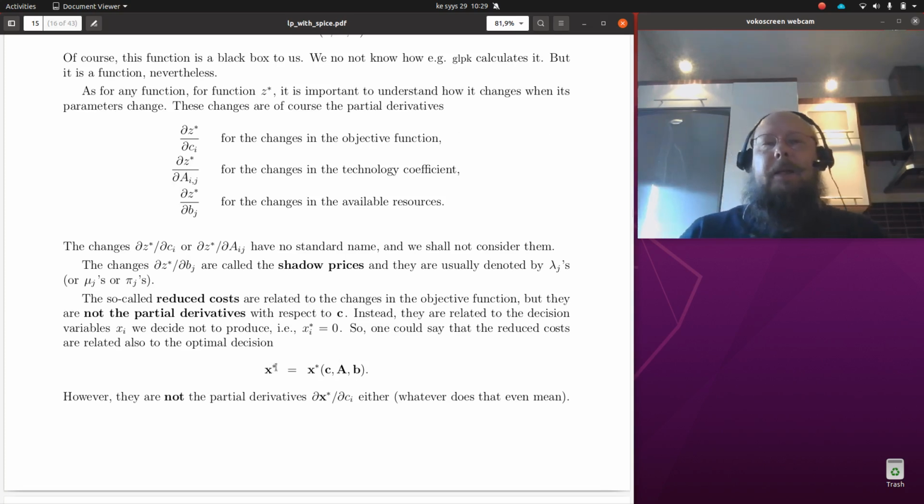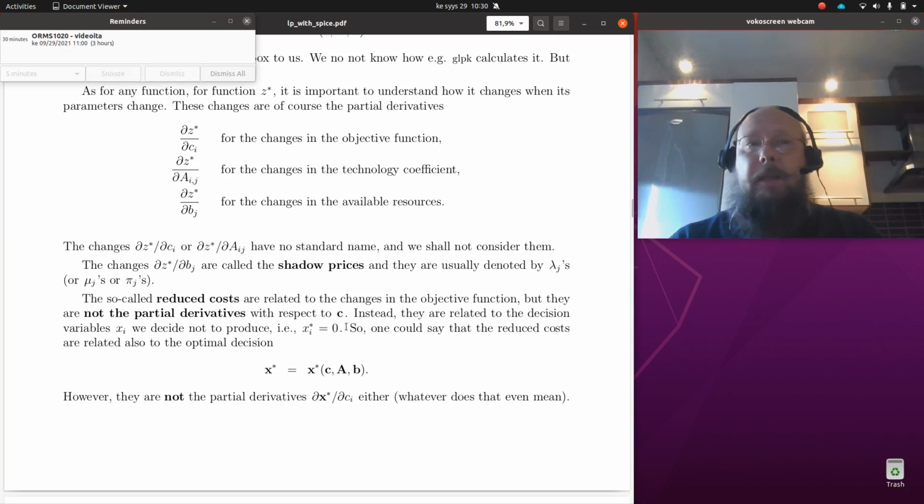Now you might think that maybe they are the partial derivatives of this x star with respect to c_i, and then the question is, what does this even mean, since this is now a vector? It's a vector valued function. You can make sense of this partial derivative. It should turn out to be a matrix, but they are not these either. They are something slightly different, and it's unfortunate that the definition is somewhat complicated, but how to use the reduced costs will be explained later.